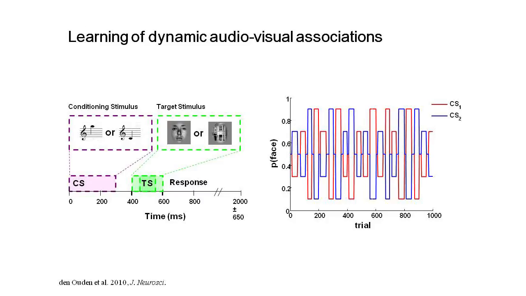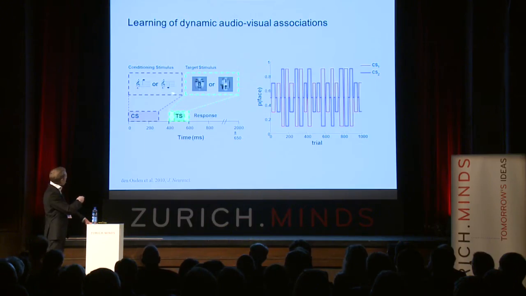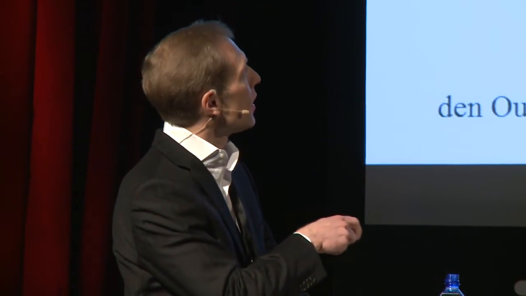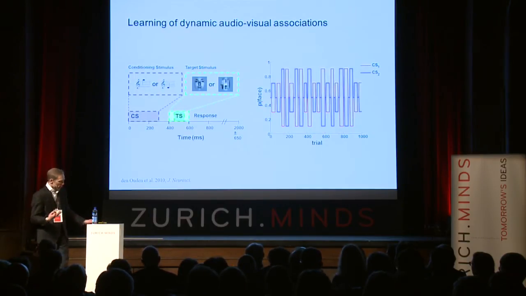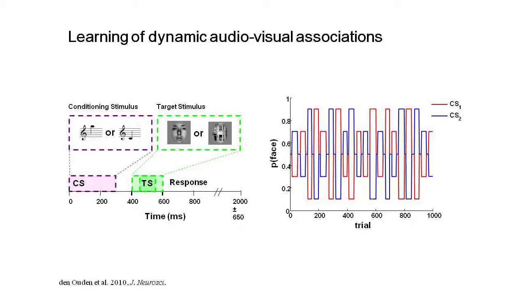Your task is very simple. You just have to press a button as quickly as possible and say, this is a face or this is a house. To do that really quickly, you have to learn two things. You have to learn the current probability by which these auditory cues predict the upcoming visual stimuli. And, because we are mean experimenters, we keep changing those probabilities, you have to learn the change in the world, the probabilistic structure of the world, how it changes, the volatility of your environment.